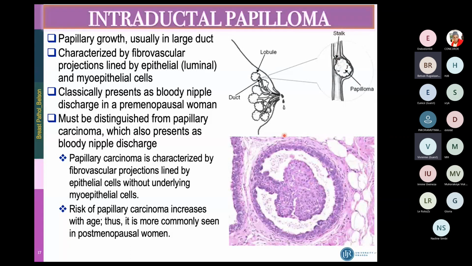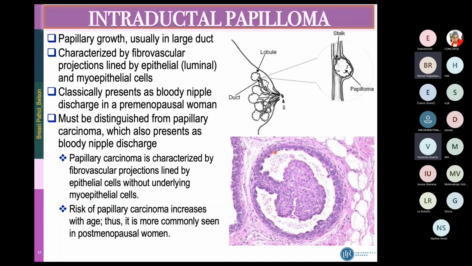So this is a true picture on histology, the way it looks. Here you have a duct with its lining epithelial cells, and this is the lumen, which is white. And then you find this papilloma, which is like a polyp with its stalk here. So this is how they are.